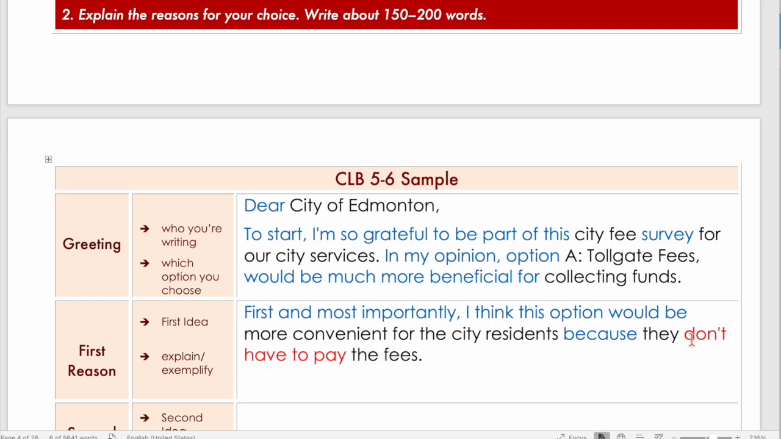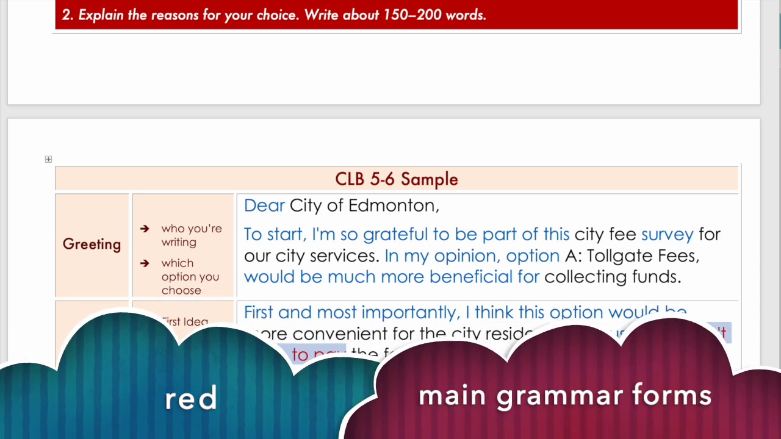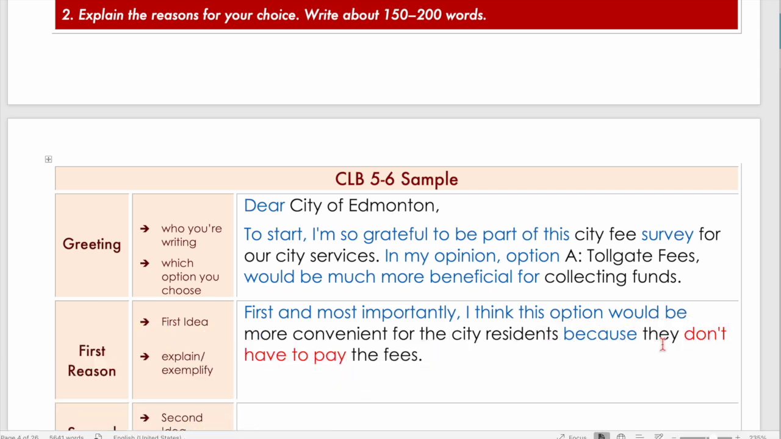So everyone, here I have red. Red is the main grammar forms. See here, this is simple modal. Don't have to. Have to. Don't, do not. Okay, very good.